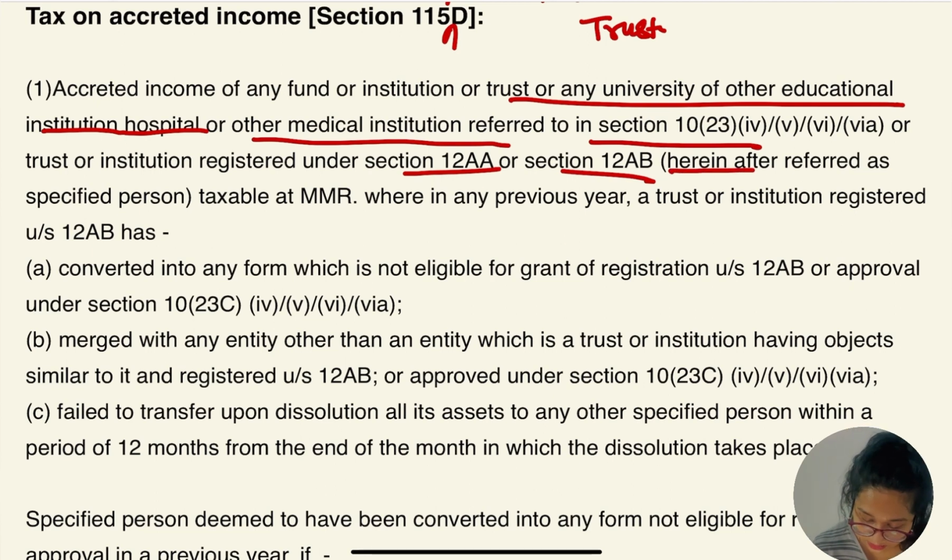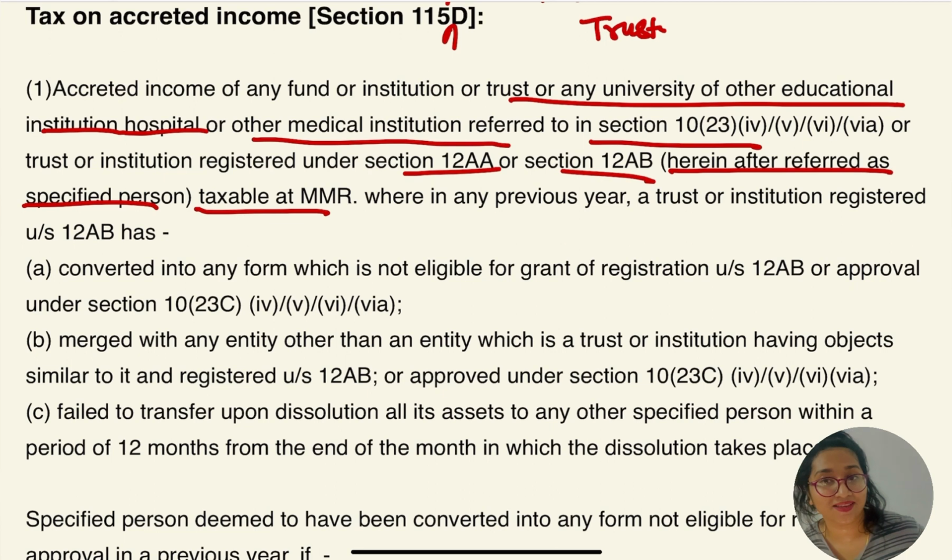Okay, so they are hereinafter referred to as specified portion, going to be taxable at MMR rate. As we know, what is the MMR rate? But in this case we are going to take a different MMR rate. So let me continue right now.